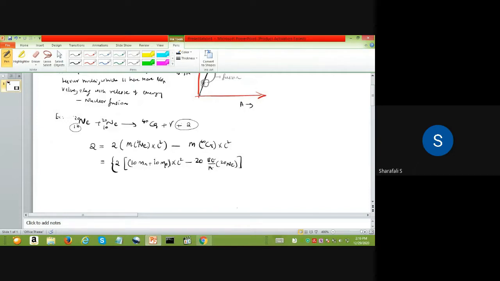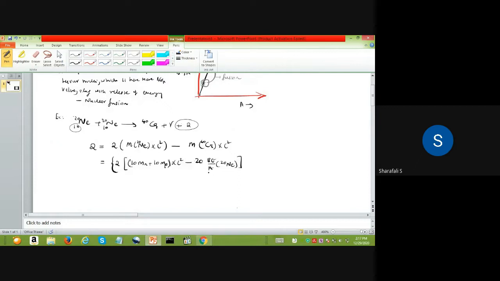Okay, you don't have to confuse with this, because we have a total energy: 10 number of neutrons per mass of neutron, that is 10 times mass of neutron, plus 10 number of protons, that will give you 10 times mass of proton. That total mass into c square is the total energy of the nucleus. That has to be subtracted from the binding energy of the nucleus, then you will get the energy of the nucleus that is available. So total energy minus binding energy is the available energy for that nucleus. So that will be minus 20 binding energy per nucleus.